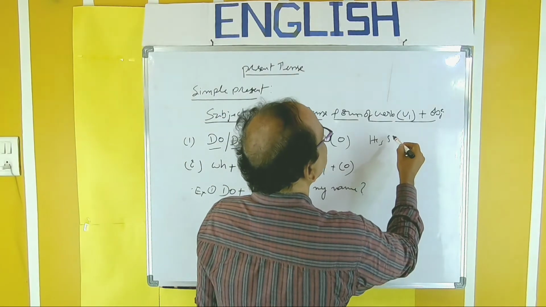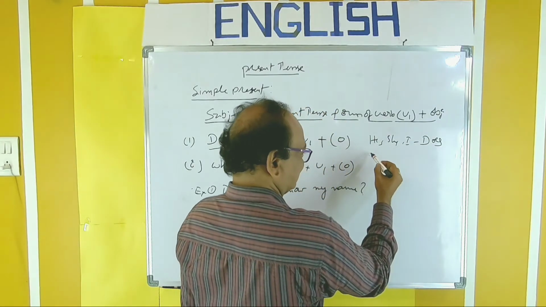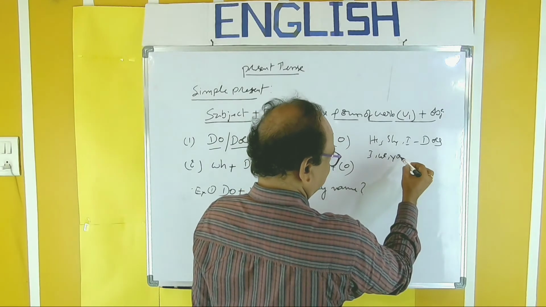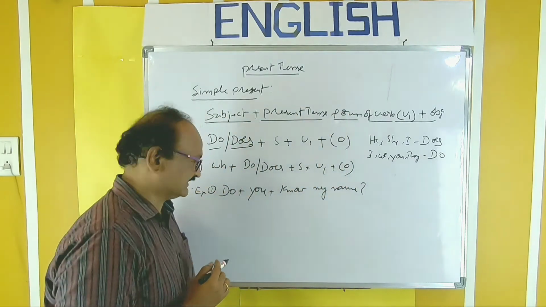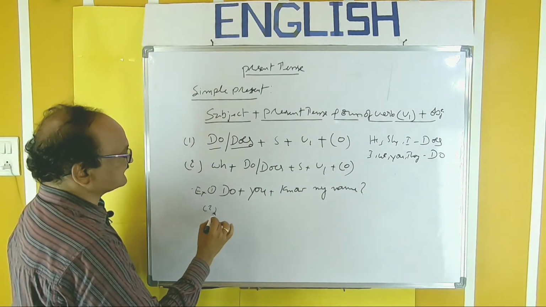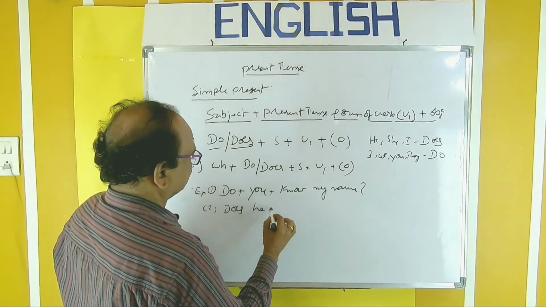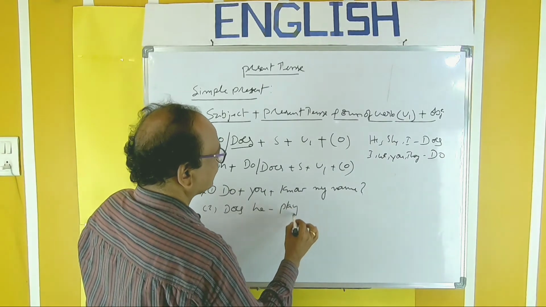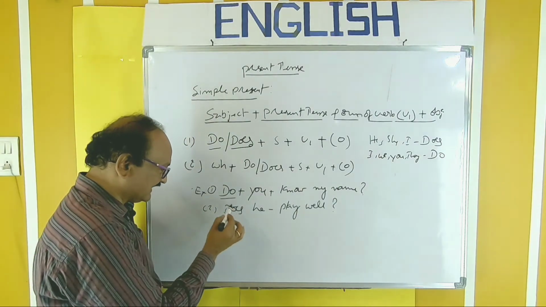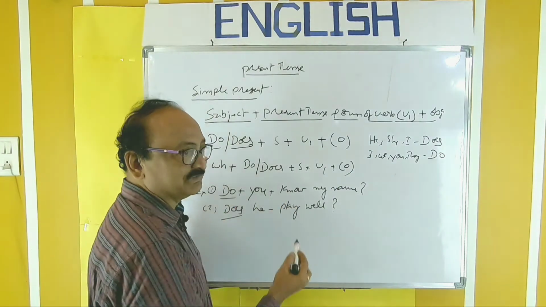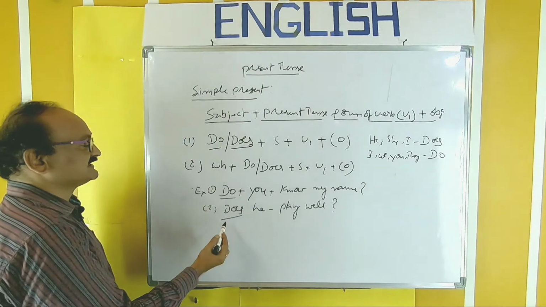With he, she and it we use does, and with others, that is I, we, you, they, we have to use do. So do. Next, does. Does he play well? Does he play well? So simply do or does, subject and verb. We may use object if necessary or it may not be there. So this is one type of question.